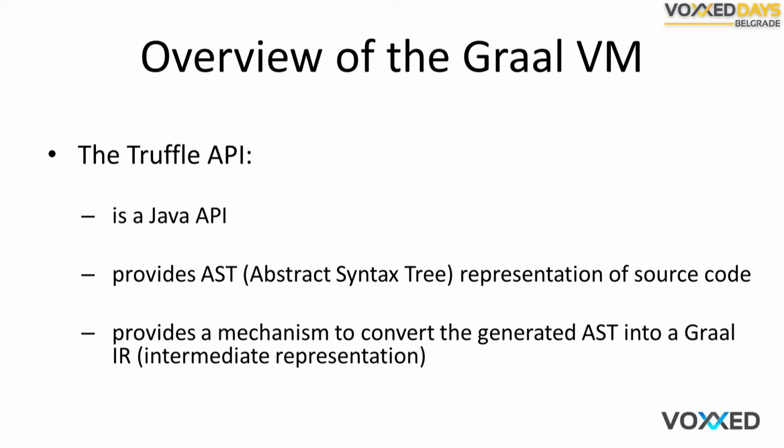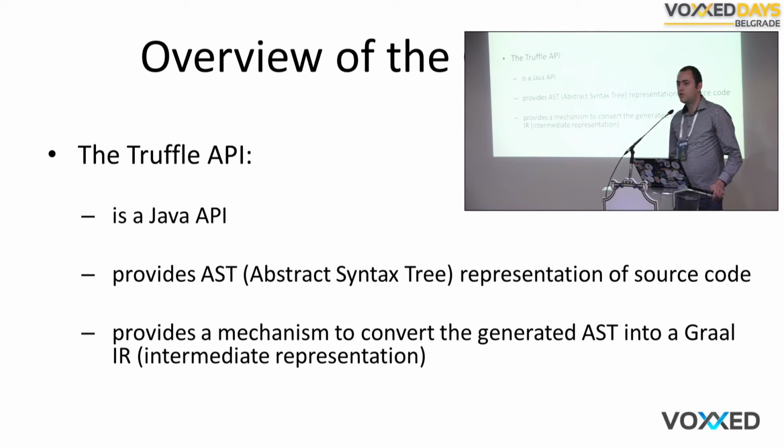Also, apart from Graal, we have the Truffle API, which is basically the layer that language interpreters use to develop their language in Graal. It's basically a very simple API that provides some annotations that you can use in order to build your abstract syntax tree that represents the structure of your language. The Truffle API is a Java API. It provides abstract syntax tree representation of the source code.